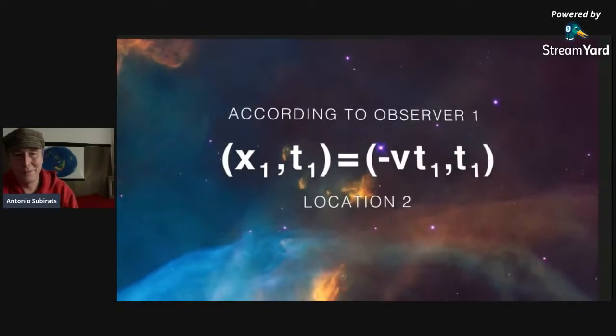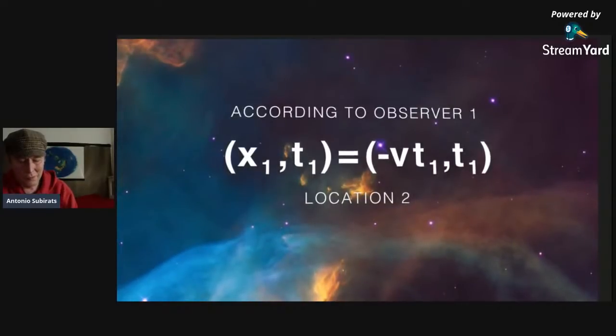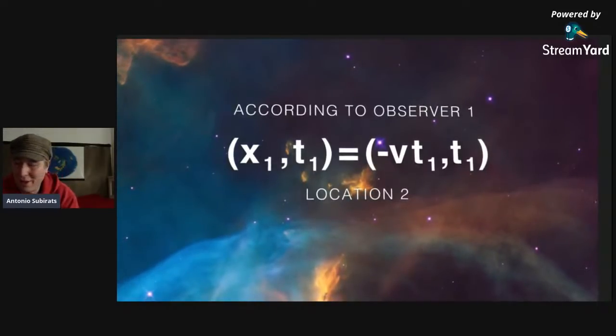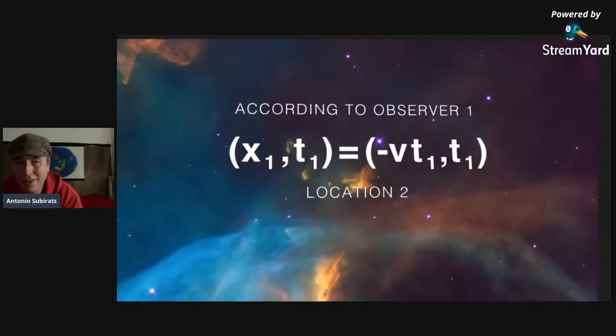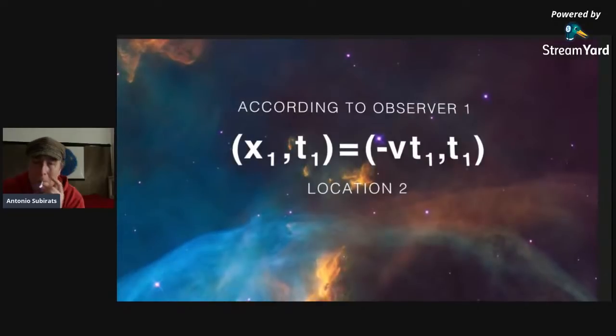Now let's do the same thing for how observer 2 sees what observer 1 sees at observer 2's location. Remember that observer 1 sees this location as x sub 1, t sub 1 equals minus v t sub 1, t sub 1.